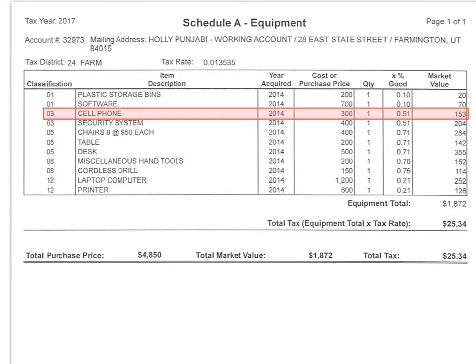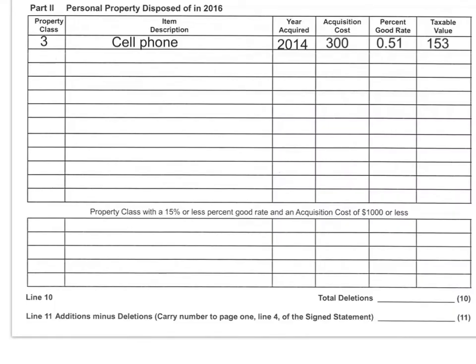Next, we're going to work with any items that have been disposed in 2016. In this example, we're going to be disposing of the cell phone. In order to dispose of an item, please list it on the disposal section of Schedule B exactly as it appears on your Schedule A. In this example, it is property Class 3, description is cell phone, the year acquired was 2014, cost was $300, and the current percent good rate is 51% for a taxable value of $153. The total of all disposals is listed on line 10. In this example, it is $153.